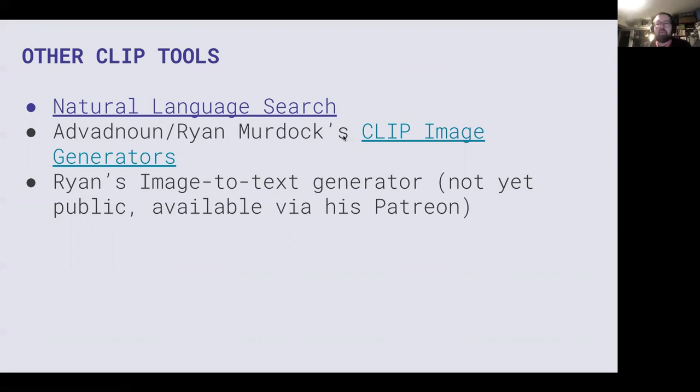Many of you are probably familiar with Ryan Murdoch and his CLIP image generators. He has a ton of them. They're really cool. Ryan also recently released an image to text generator, which he's not made public yet because he's trying to sort out how biased it is. But if you sign up for his Patreon, you can get access to it. I think his Patreon's like $5 a month or something.